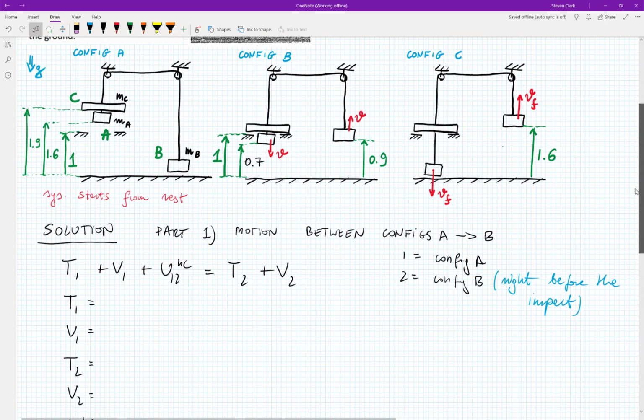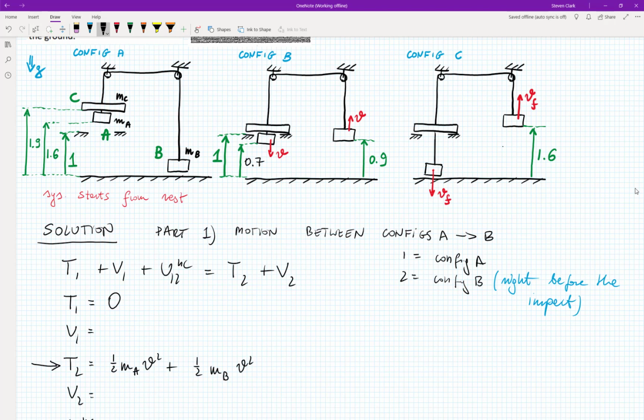So I think I want to go for the easiest of these five expressions. I'm going to go for T1. It's 0 because the system starts from rest. So what happens at configuration B? What kinetic energy do we have at configuration B? I think that each of our bodies has exactly the same velocity. Our three bodies have velocity v. So here I have to write 1/2 MA v squared plus 1/2 MB v squared plus 1/2 MC v squared. Okay, 40% of the problem done.